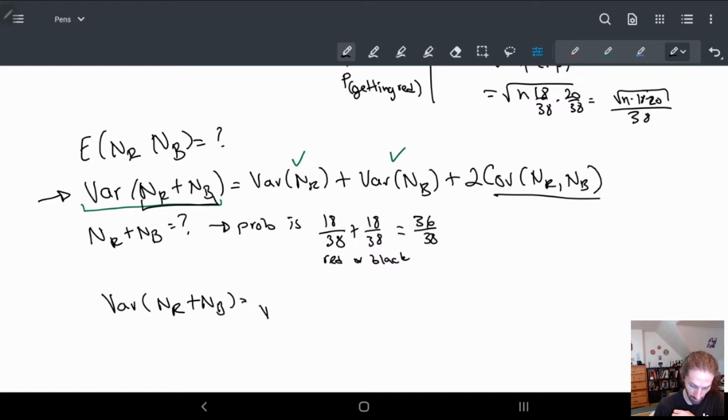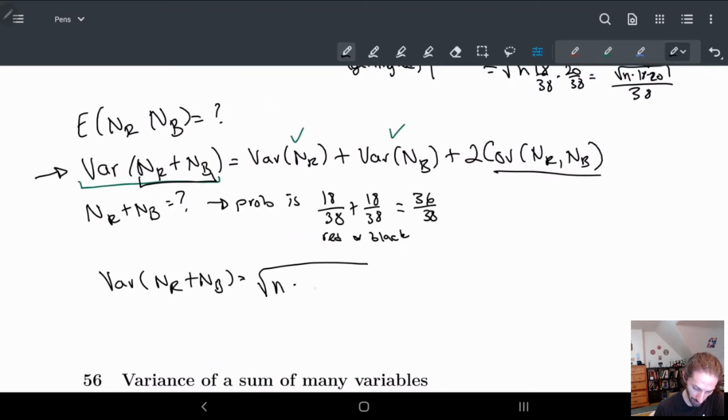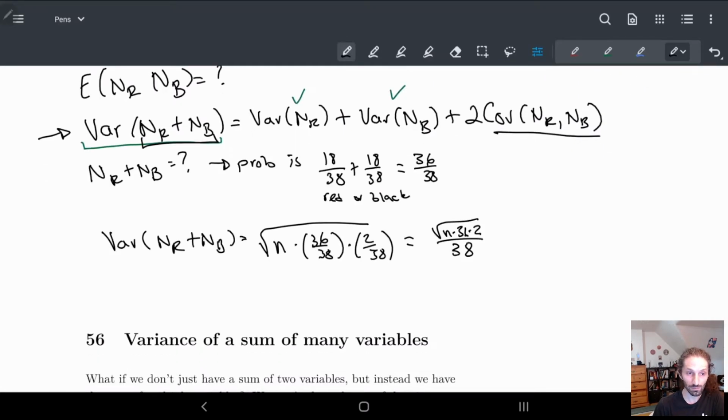Well, this is, again, a binomial distribution, but in this case we have n times 36 over 38 times 2 over 38. So in this case we have n times 36 times 2 over 38 squared. So we know this variance. Wait, not square root. Why am I doing square root? No square root. That's standard deviation. So we get n times 36 times 2 over 38 squared.